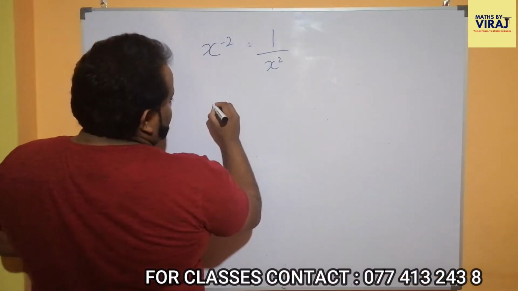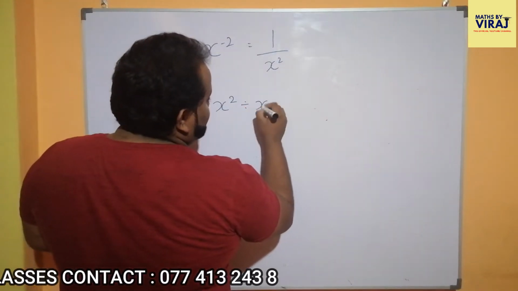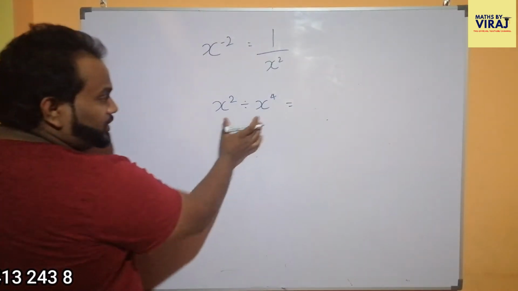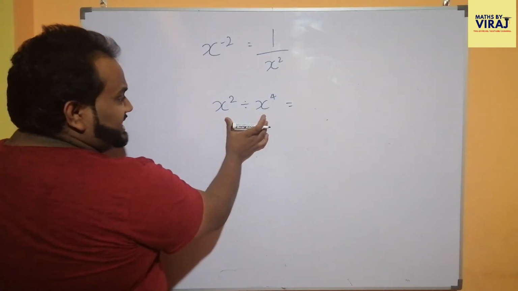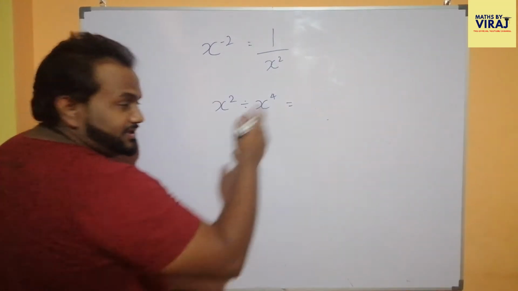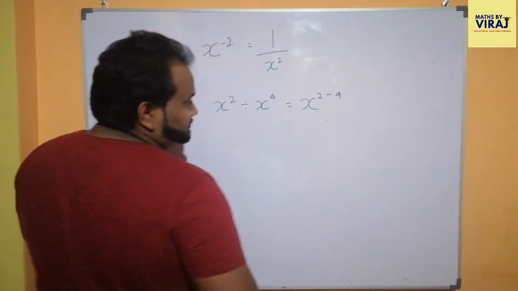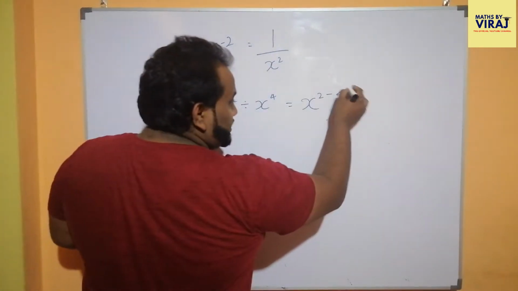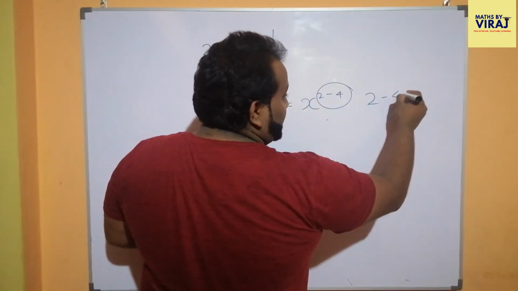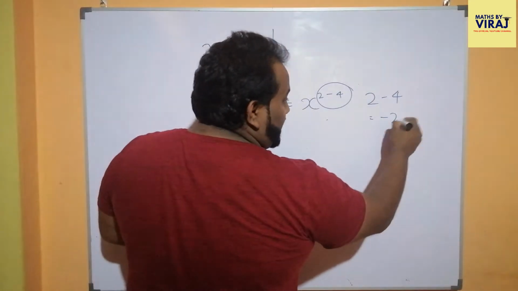For instance, if I wanted to divide x to the power 2 by x to the power 4, again based on the rules, if the bases are the same and during division, we subtract the powers. So, x to the power 2 minus 4. Now let's look at this. 2 minus 4. Here the answer is minus 2.